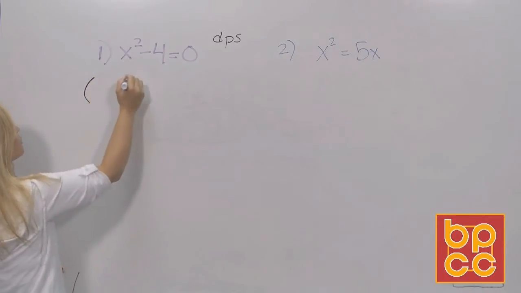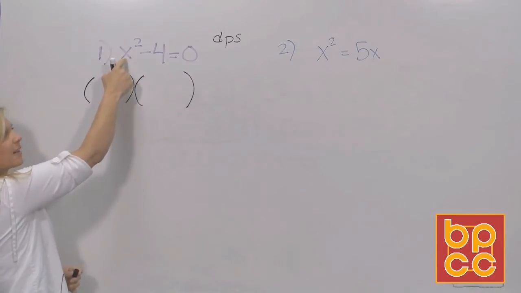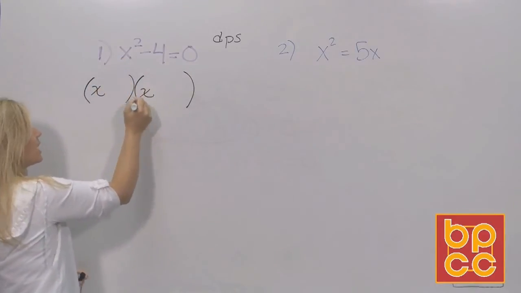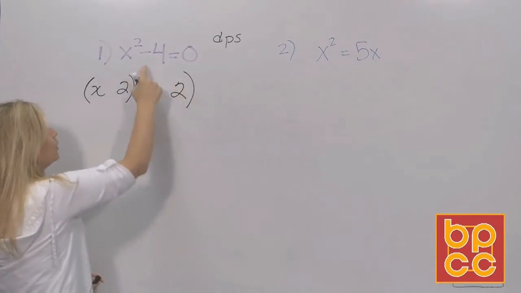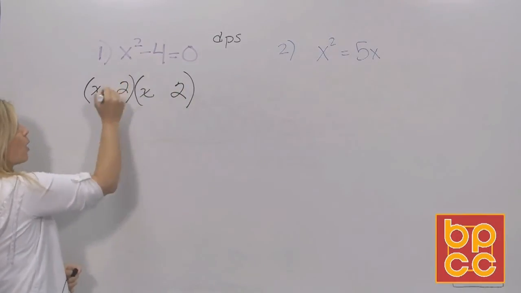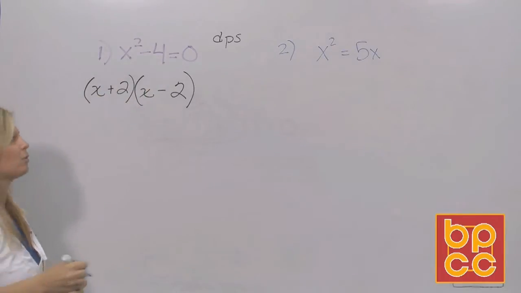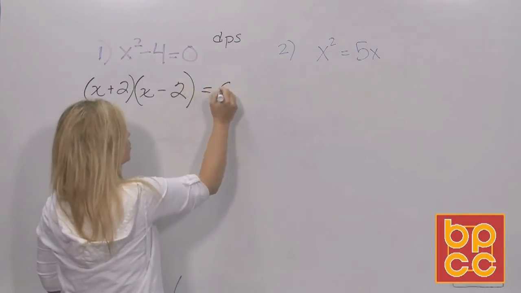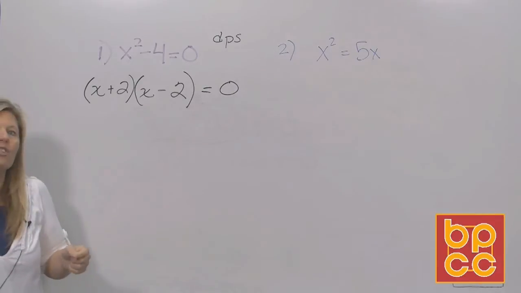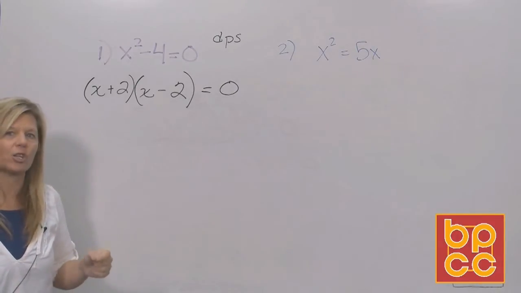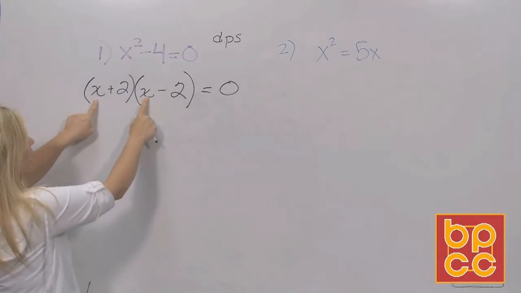So if you remember your algebra skills, you put 2 parentheses, and you say to yourself, what times itself is x squared? X times x. What times itself is 4? 2 times 2. To multiply to make a negative 4, one's got to be positive, one's got to be negative, and it doesn't matter which order you put those in. Make sure you bring down the equal 0 to keep it looking like an equation. What you have just done is you've done a magic trick. If you look closely now, there are no longer x squareds.